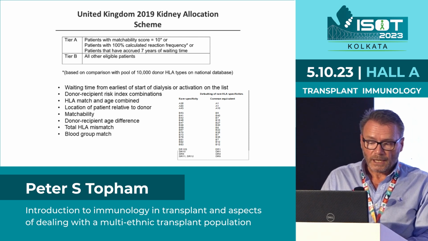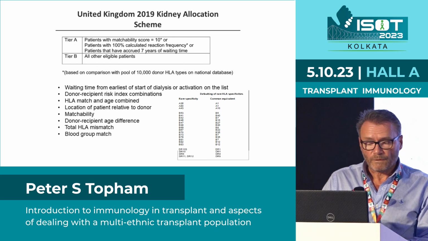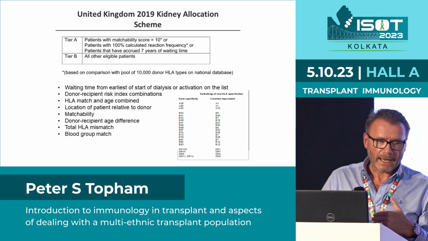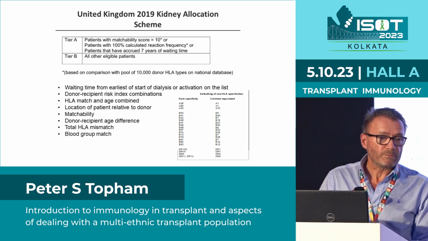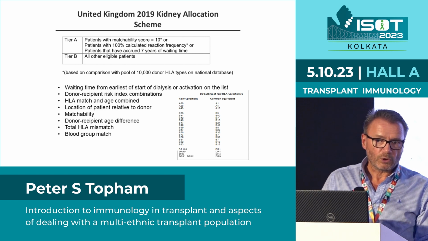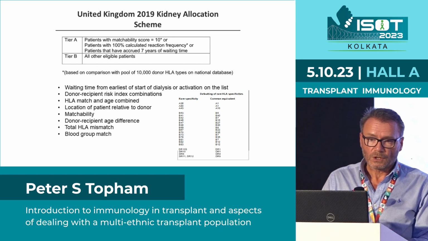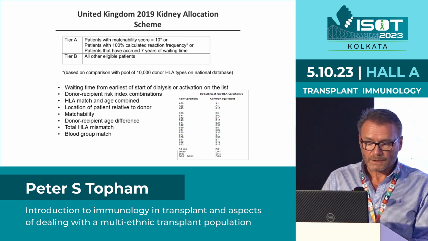The first tier is patients with a matchability score of 10. These are people who are very, very difficult to match, and this is based on their HLA expression and their presensitization levels. It also prioritizes patients with 100% calculated reaction frequency, or it also favors people who have spent a long time, more than 7 years, on the transplant wait list. The second tier is all other eligible patients.